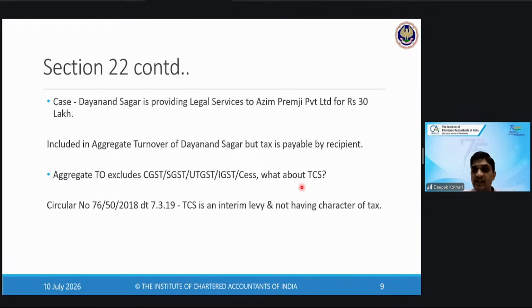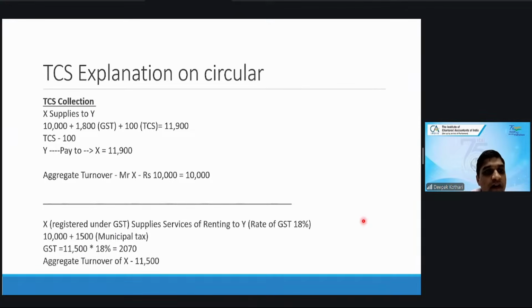But what about TCS? We know TCS, they have given a circular and it said that it is an interim levy. So it is not having the characteristics of a tax. So don't include the value of TCS. Okay. Let's take an example. X supplies goods to Y. When he supplies, the value of the goods is 10,000, 1,800 is GST, and he will charge 100 rupees. So total he's collecting 11,900.